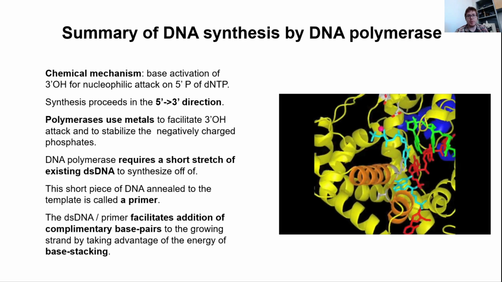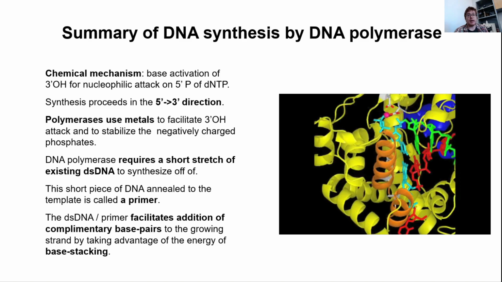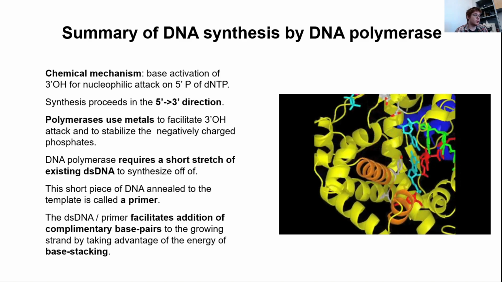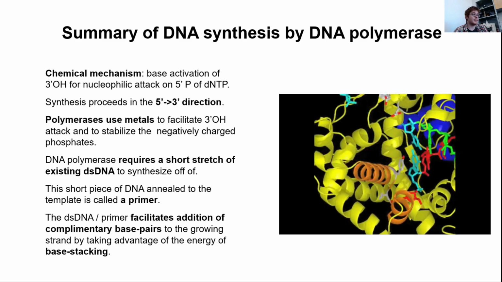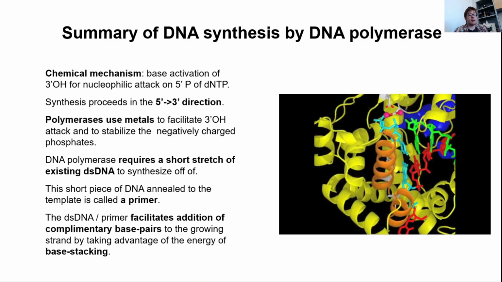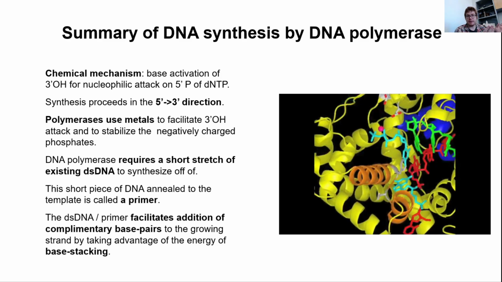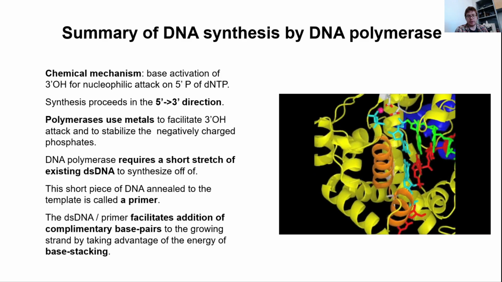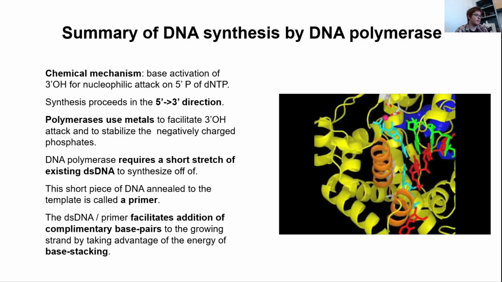Okay, so to sum up what we've learned about DNA synthesis by DNA polymerase, we've told you about the chemical mechanism. So we're going to have that same base activation of hydroxyl for a nucleophilic attack on the 5' phosphate of a dNTP. Thus, synthesis is always going to proceed in the 5' to 3' direction. We're never going to add nucleotides to the 5' end of a growing strand. It's always going to be the 3' end. That's super important to make sure you know.